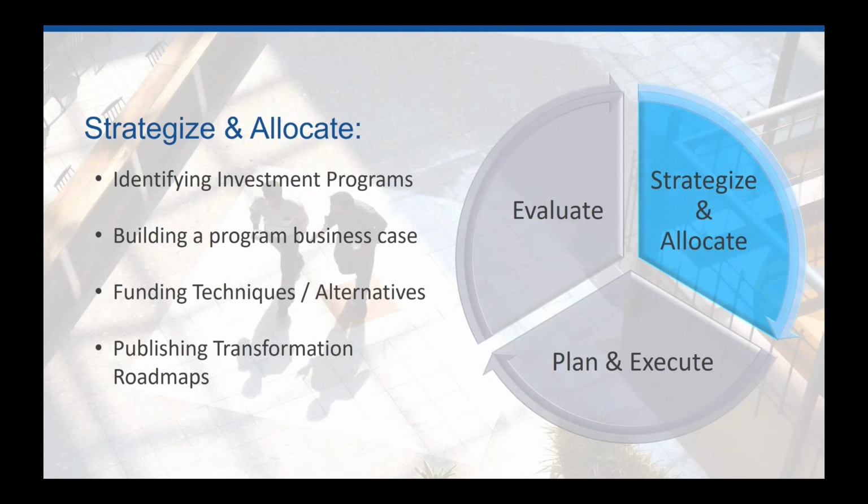So these are some of the things we're going to look at. First of all, how do we look at identifying and generating the key investment programs? And what's the information we may want to include in the program business case? What funding techniques can we utilize to allocate funds, both people and human resources, to these programs? And then the importance of publishing transformation roadmaps. Now, this is not comprehensive. This is just areas that I pulled out from that strategize and allocate phase.